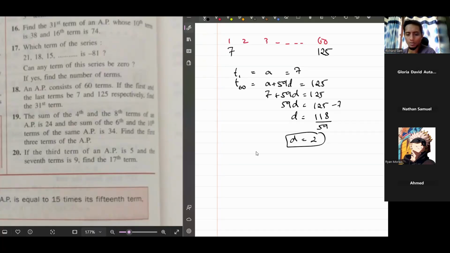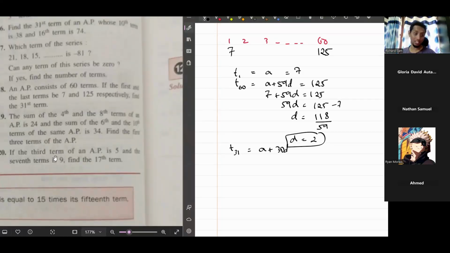Now find the 31st term, which means you have to find T31. That is A plus 30D. And we have A, we have D, so we can find it. See, these questions are easy. You just start substituting. There are difficult ones also here.